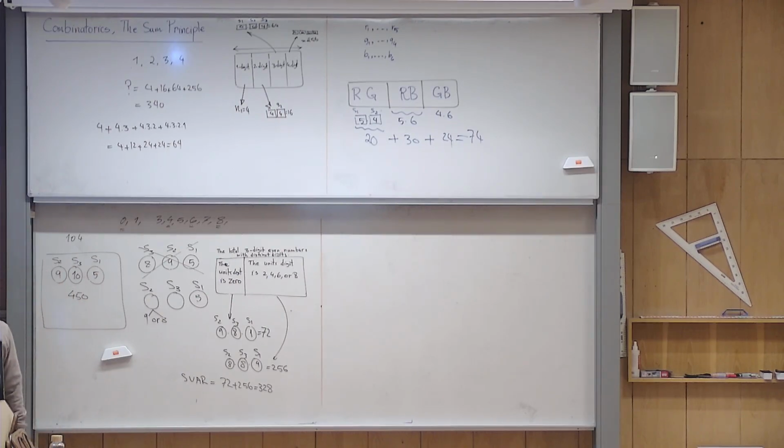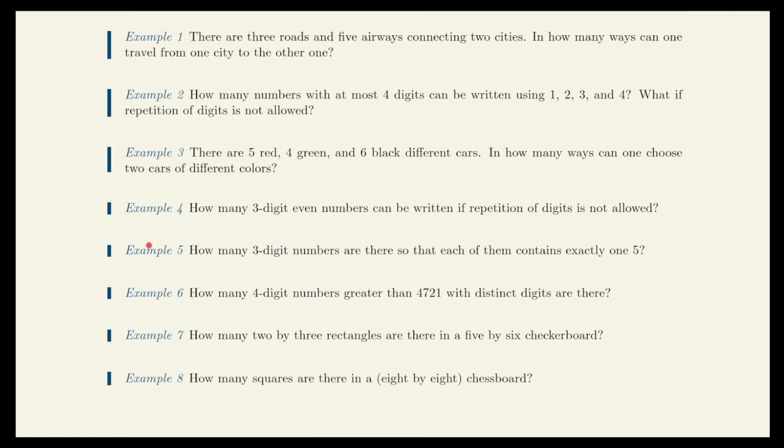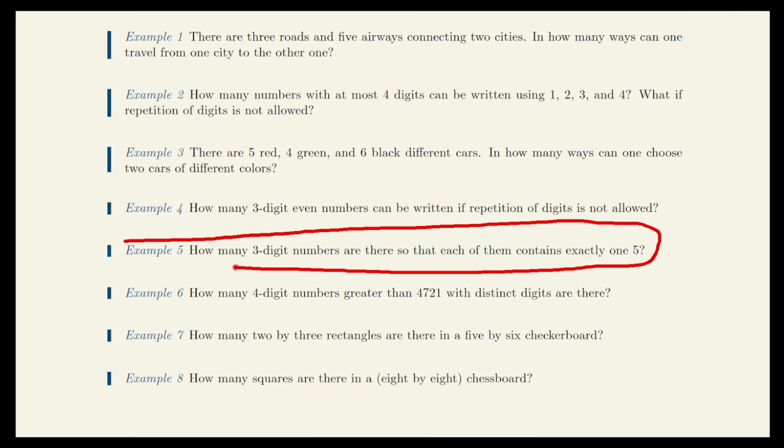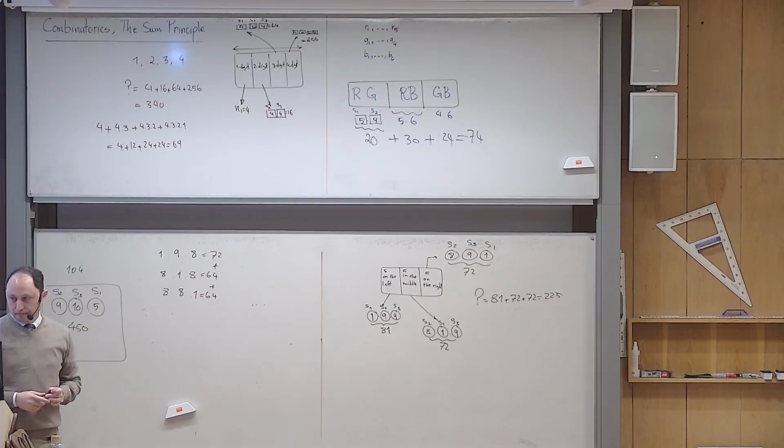Okay, so let us go back here, and I want to wait for you, because I would say that this is not that hard. So let me just read that. How many 3-digit numbers are there so that each of them contains exactly 15? Okay, I want to wait for you. It's a very simple question. Okay, so maybe this is the one which is the hardest one. By the way, it's non-trivial, yes?